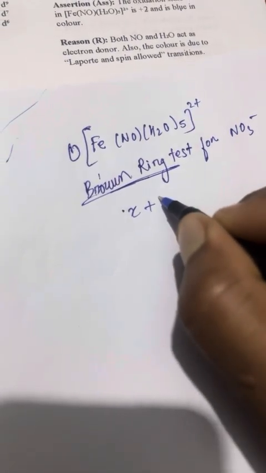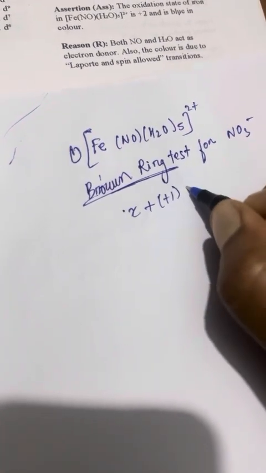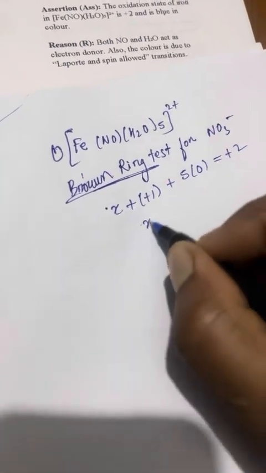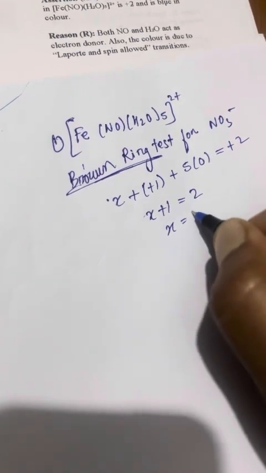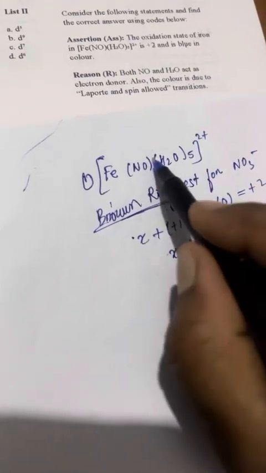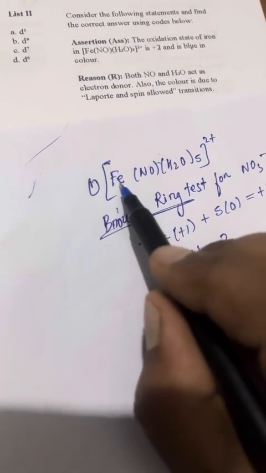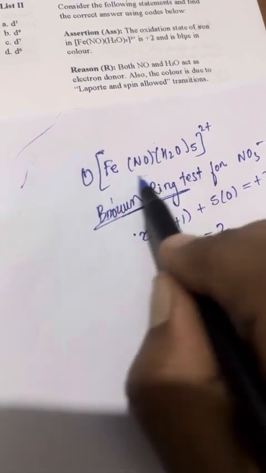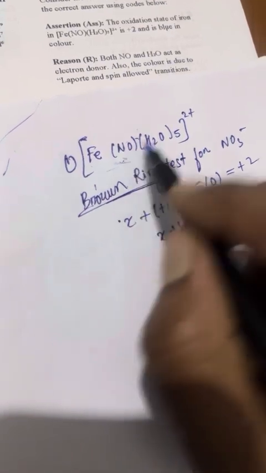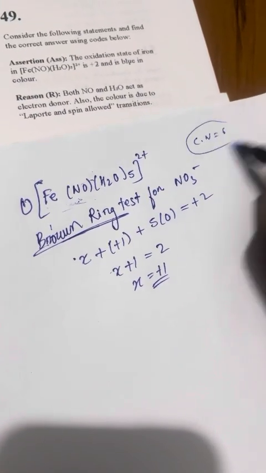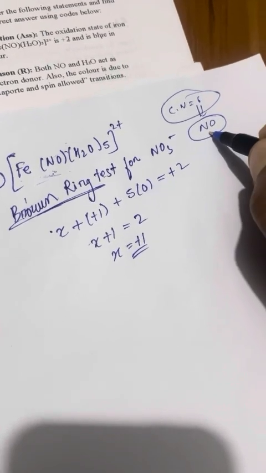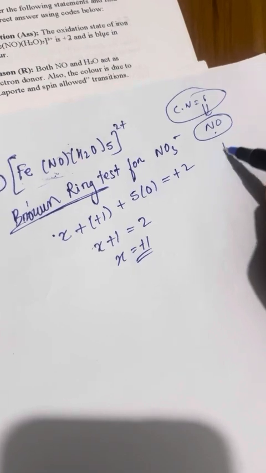X plus 0 for NO plus 5, 5 times 0 for water neutral plus 2, we'll get x plus 1 is equal to 2, x is equal to plus 1. It is given here as 1, we found 2, so it is also false. Remember this: if the coordination number is 6, the NO exhibits a plus 1 oxidation state. If the coordination number is 6, then you take NO to be the NO+ part, one linear, one bent, right? So you consider NO as plus 1.